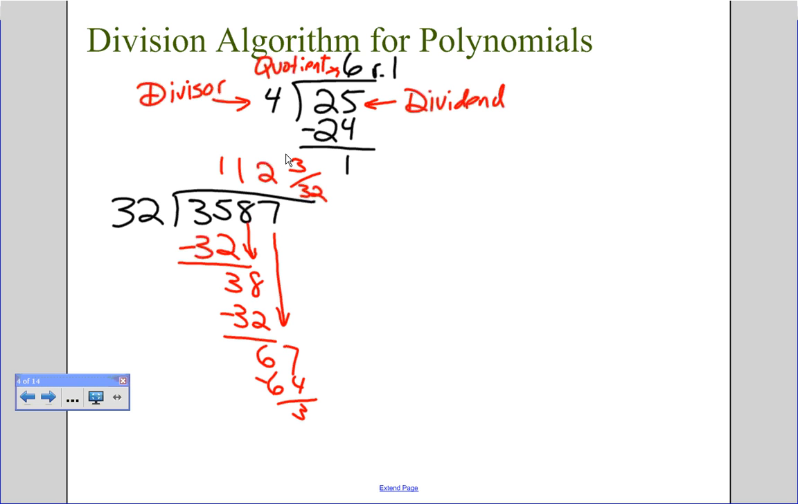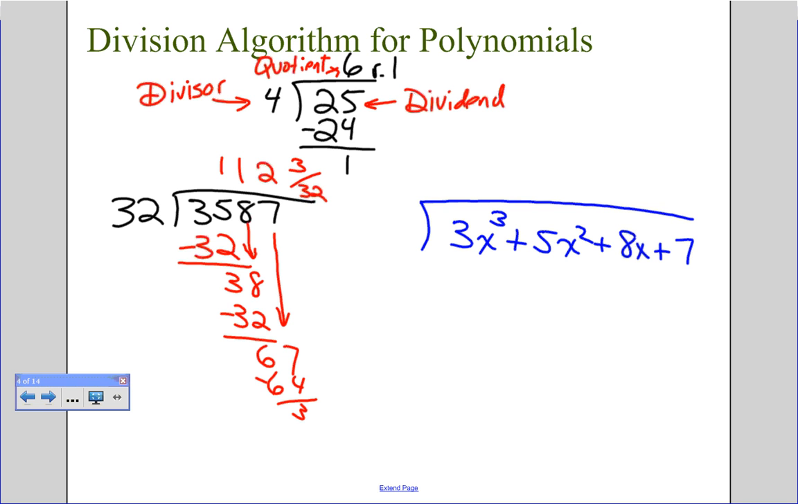Now I'm going to do the same problem or a similar problem, except I'm going to introduce variables, and we're going to have a polynomial function. Namely, I'm going to have 3x cubed plus 5x squared plus 8x plus 7. So there's our polynomial in standard form, and we're going to divide it by 3x plus 2. And maybe you see the parallel and the coefficients I used for this problem with the numbers that we were dividing over there.